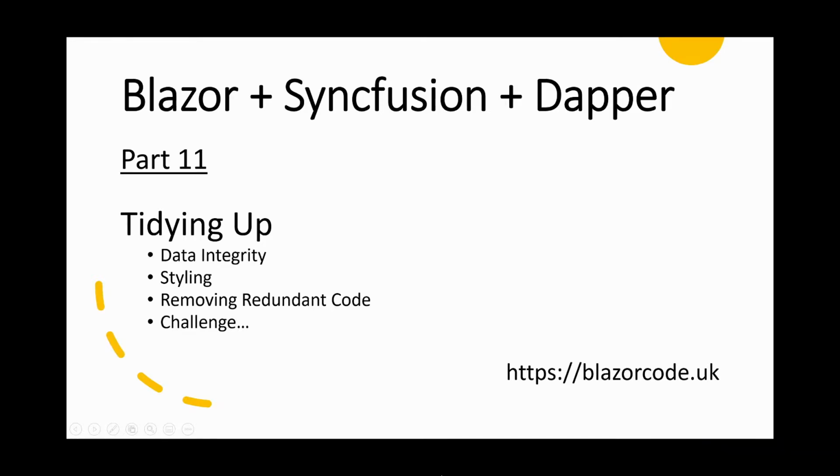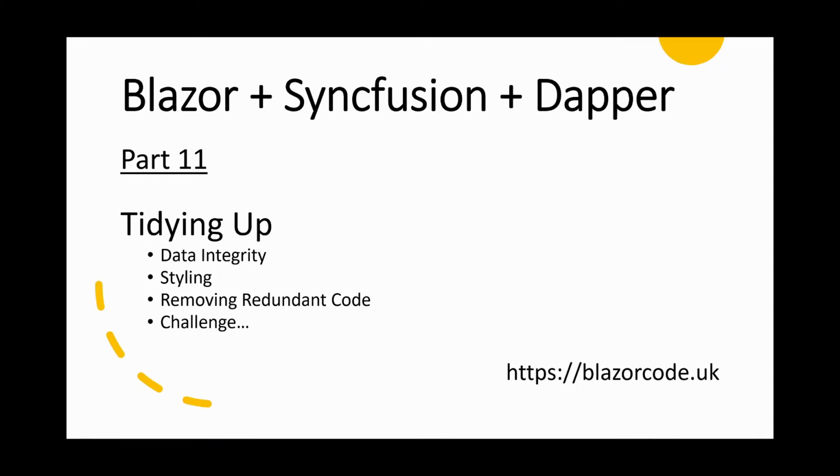Welcome to part 11 of our series of videos on creating a Blazor application using Syncfusion controls and Dapper. We've pretty much finished the application now from a major point of view. We've got our master detail page working. We've got the detail records being added, edited and deleted, and a method of displaying everything. We've got some tidying up to do though.